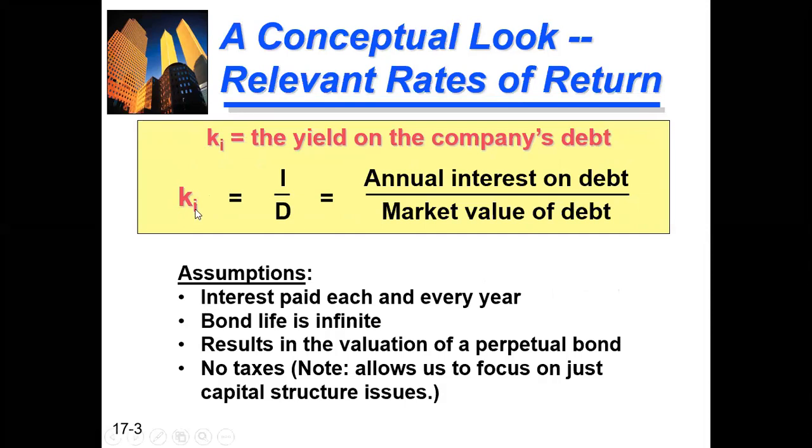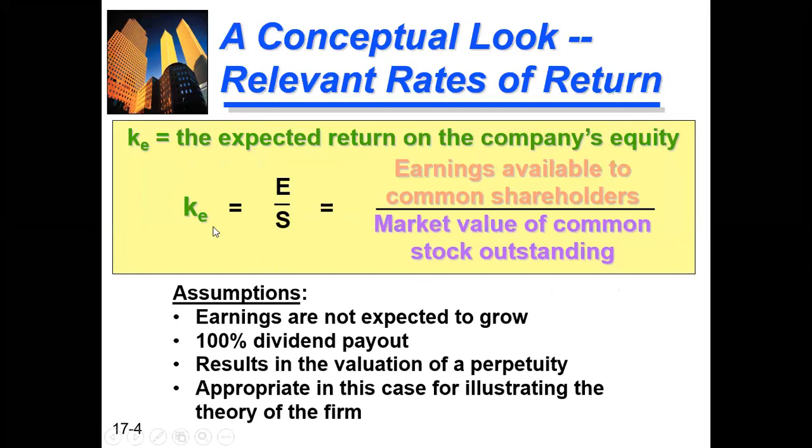So Ki, cost of debt, equals the annual interest payment on debt over the market value of debt. In simple form, we call it interest over loan, interest over debt. And the second formula is to calculate cost of equity capital: earnings available to common shareholders divided by the market value of equity shares. This is the cost of equity formula, earnings over market value of share capital.